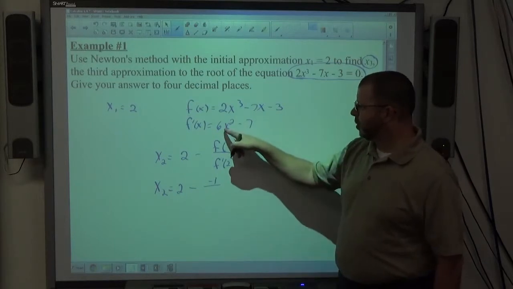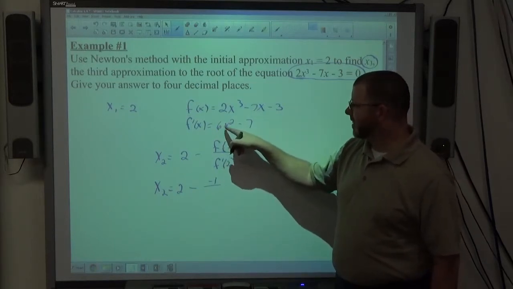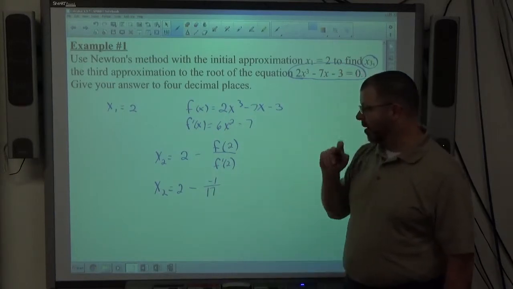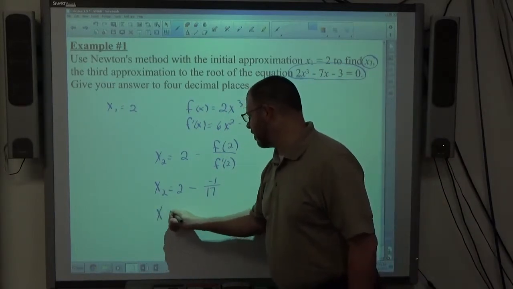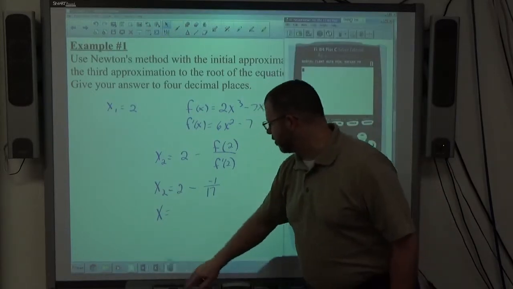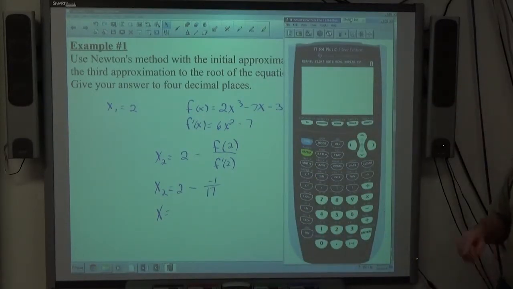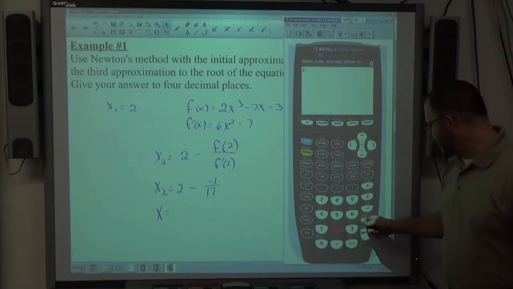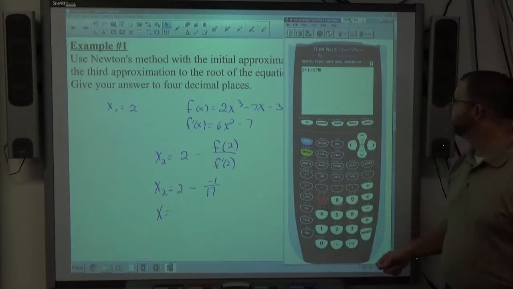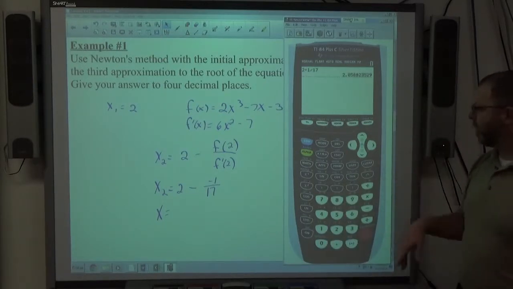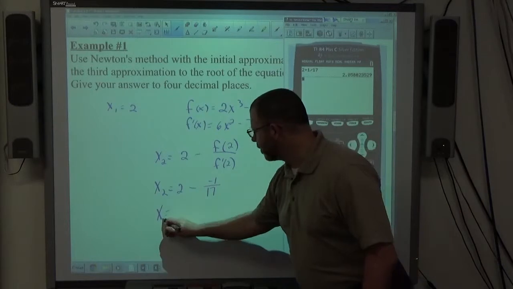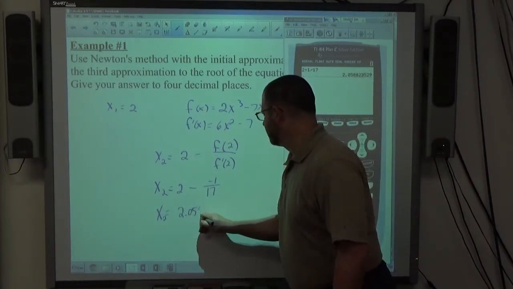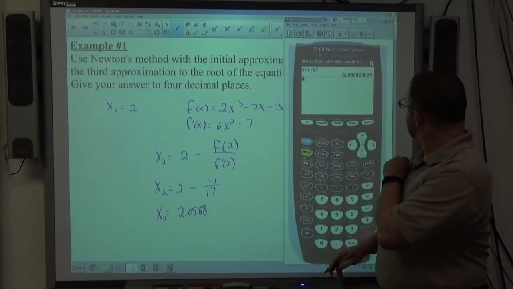F prime of 2 is just put 2 in place of this x here, 6 times 4 is 24, minus 7 is 17. So we get x sub 2 is equal to 2 and 1/17, and I lied, we're going to use a calculator. I don't want to do 2 and 1/17 for the third part, that's going to be ridiculous. So if I do 2 plus 1/17, what did I do plus? 2 negatives. 2 negatives make a positive. So x sub 2 ends up equaling 2.0588 23529.